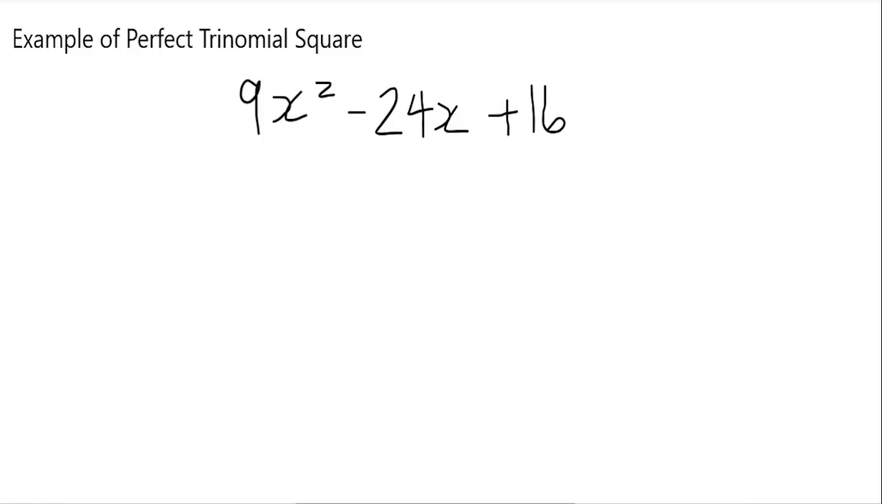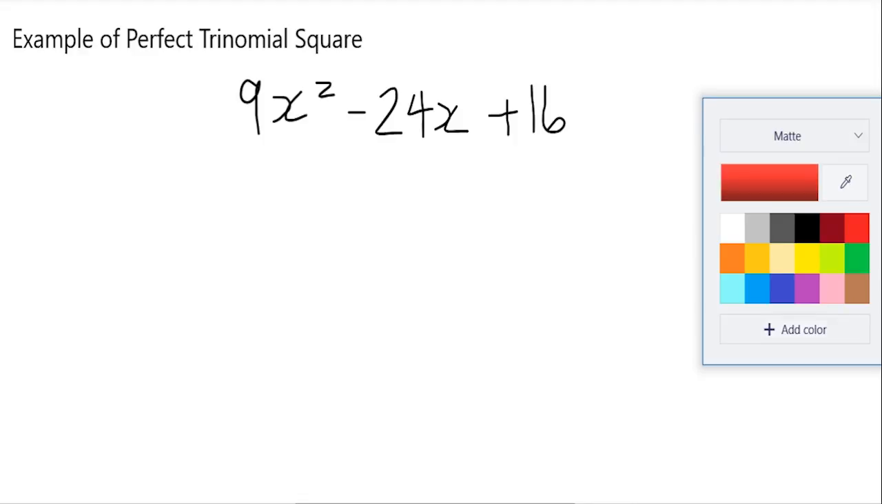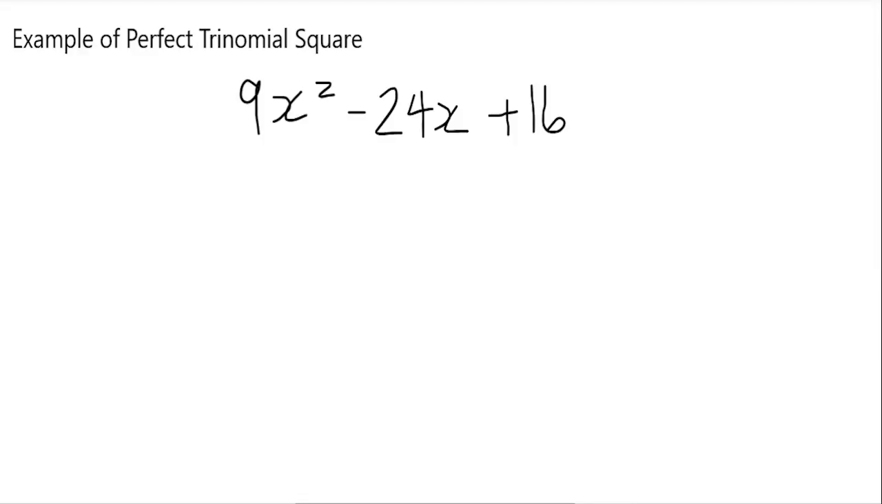All right, so here we have an example of our perfect trinomial square. We're given 9x squared minus 24x plus 16. So how can we identify that this is a perfect square trinomial? Well, first, let's see, can we factor anything out? In this case, we cannot, so we don't have to worry about that. Okay, now we're going to determine how it is a perfect trinomial square.